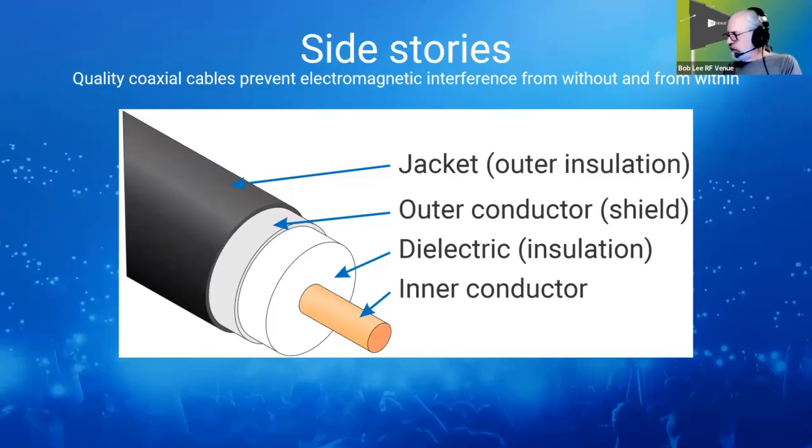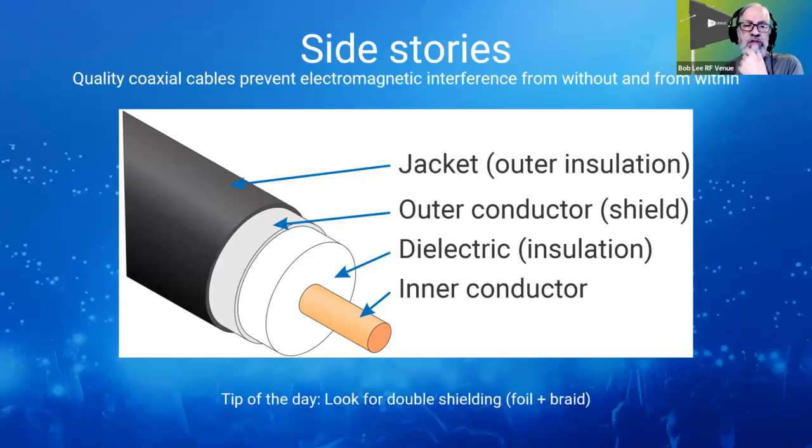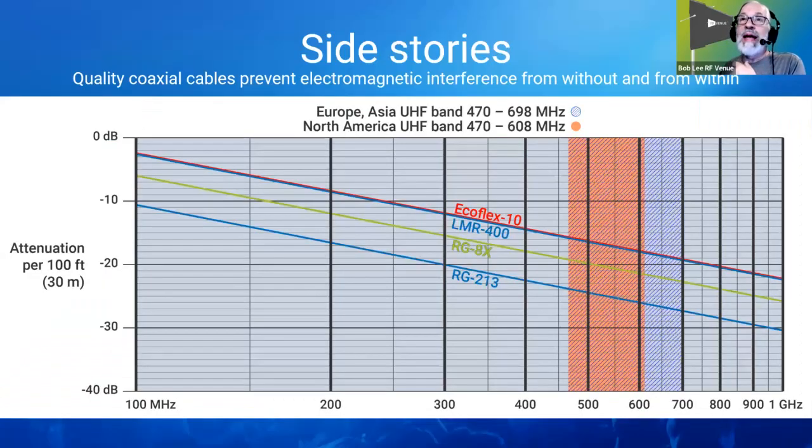But double shielding with both foil and braid gives you the best of both worlds. So you have foil with braid right on top of it, and so the foil gives a completeness, the braid gives a very low resistance. So you get very good electromagnetic isolation to the outside world. Something to know about coax is that it is inherently lossy, and the attenuation increases with frequency.